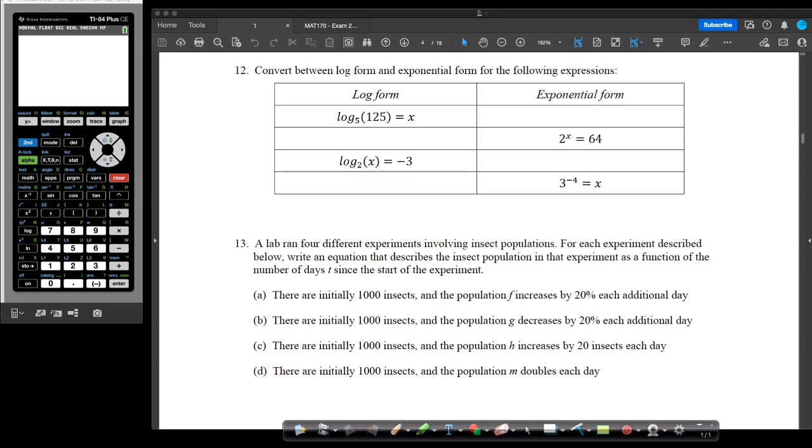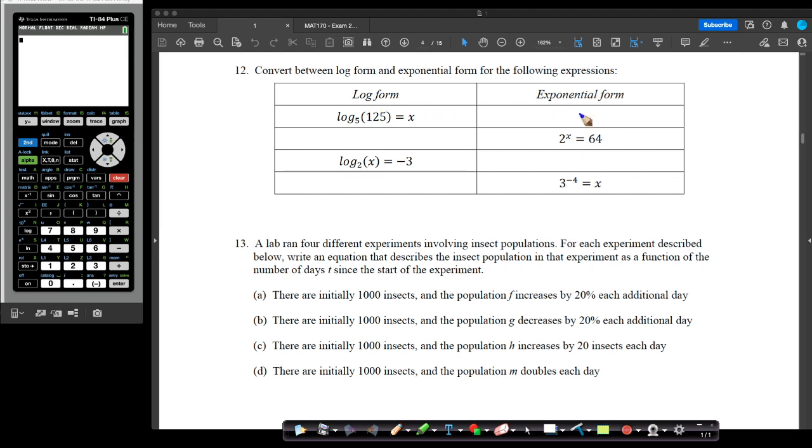So for question number 12, we're being asked to convert between the two different forms of a log form or an exponential. Remember that the log is the inverse of the exponential and the exponential is the inverse of the log, so they go back and forth. This is something I referred to earlier as the log dance.